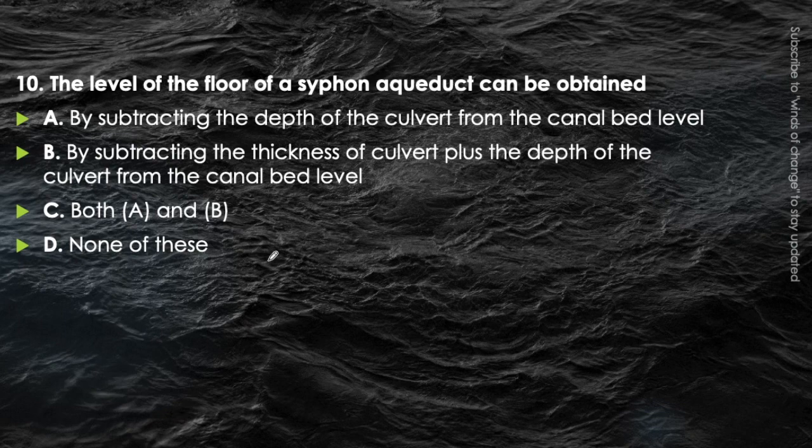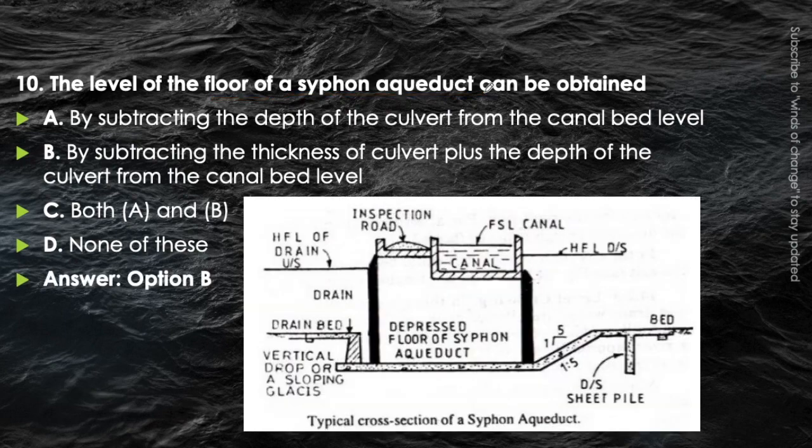First of all, in the siphon aqueduct, the canal is above the natural drainage, and the high flood level of the natural drainage is usually above the bottom level of the canal, or the floor level of the canal. Now we have to obtain the level of the floor of the siphon aqueduct, meaning the bottom level, that is the level of the floor of the drainage. Then it will be obtained by subtracting the thickness of the culvert.